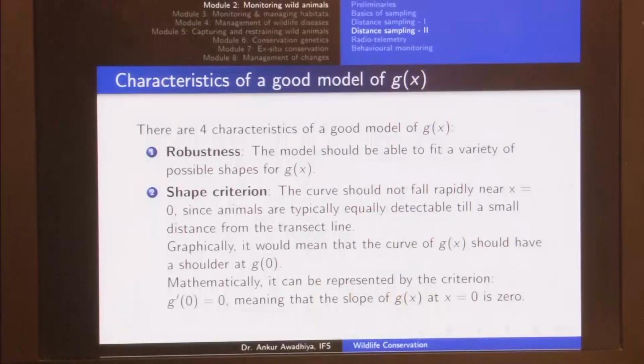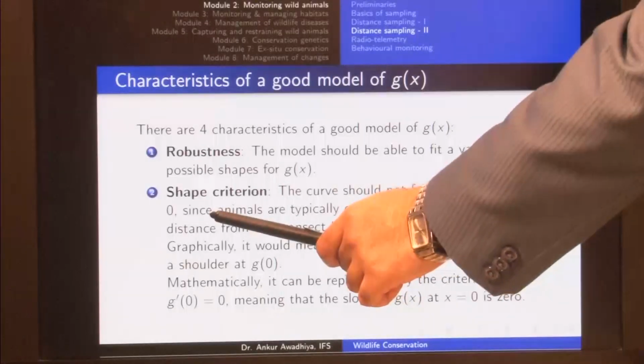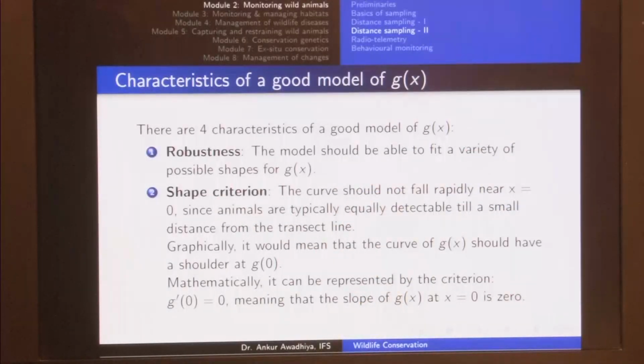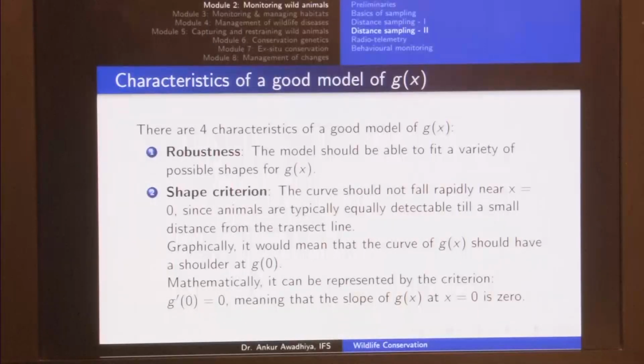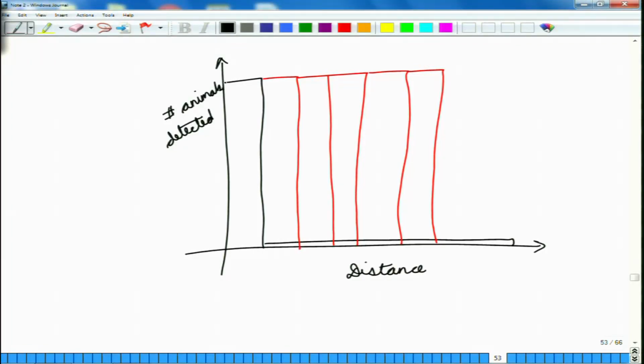Now, the second criterion is that of shape. A shape criterion means that when an animal is right there on the transect line and we are able to see it, if the animal moves a bit from this transect line, do we see it or not? In most situations, if you are able to see it right there on the transect line, even if it moves a bit, you will be able to see it, which means that when we are selecting any detection function g of x, it should have a slight shoulder right near the transect line. So, a shoulder right near the transect line would mean that we will not have a detection function that just moves like this, but we will prefer a detection function that has a slight shoulder here and then moves down.